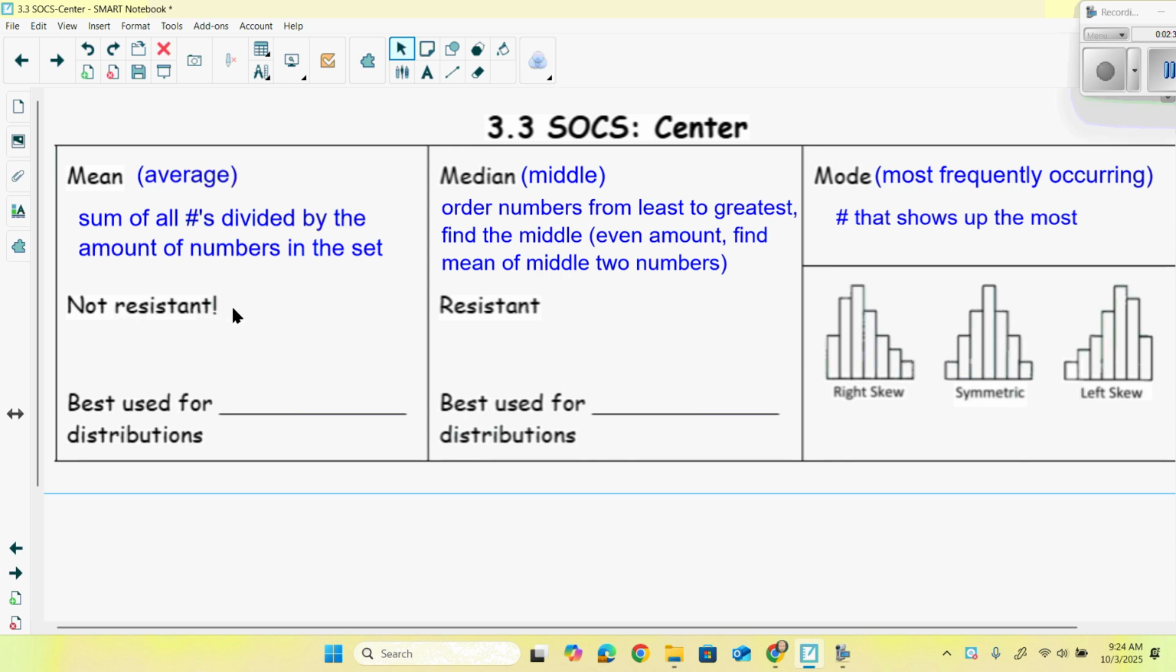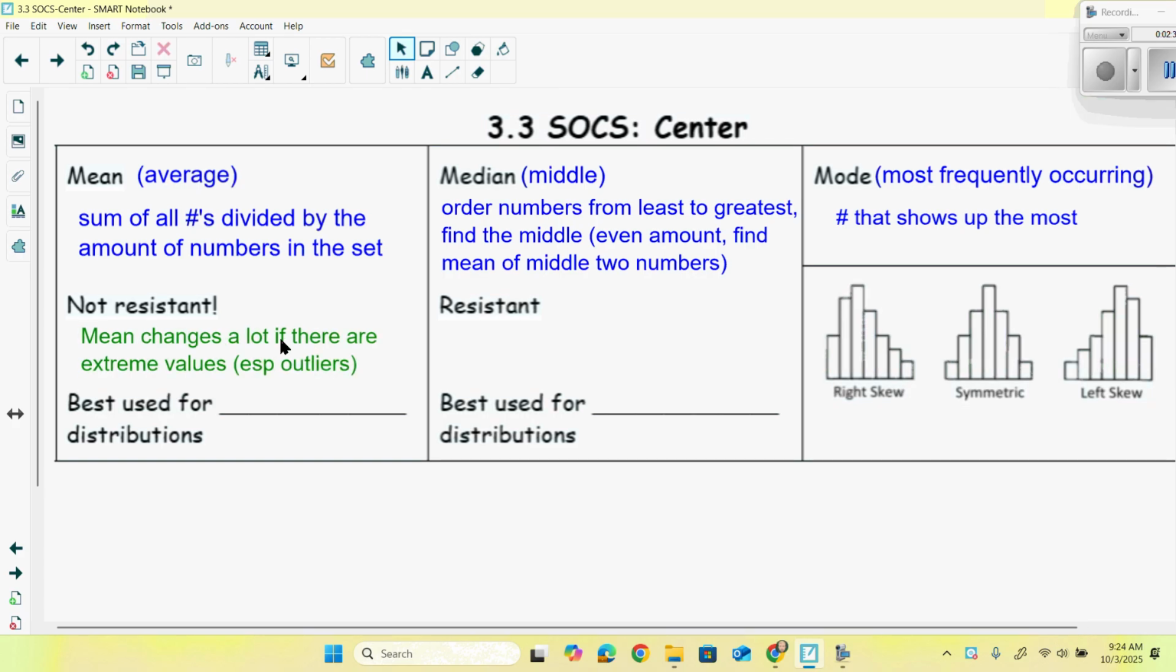What non-resistant means is, if we ended up with a number that was really extreme, so the extreme values typically we think of as outliers, the mean is going to be affected by that the most. The median's not going to be very much affected, but it could be a little bit bigger or a little bit smaller, because it'll change where the middle of your list of numbers is. And the mode is not going to be affected at all, because an extreme value is only going to show up once and modes show up more than once.